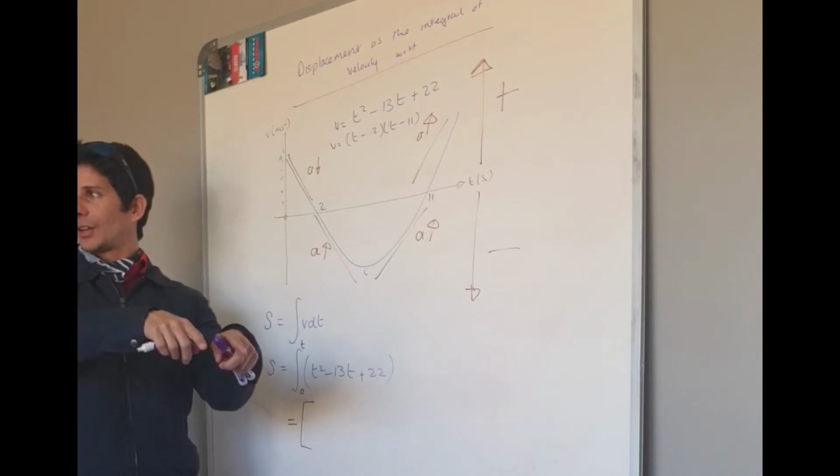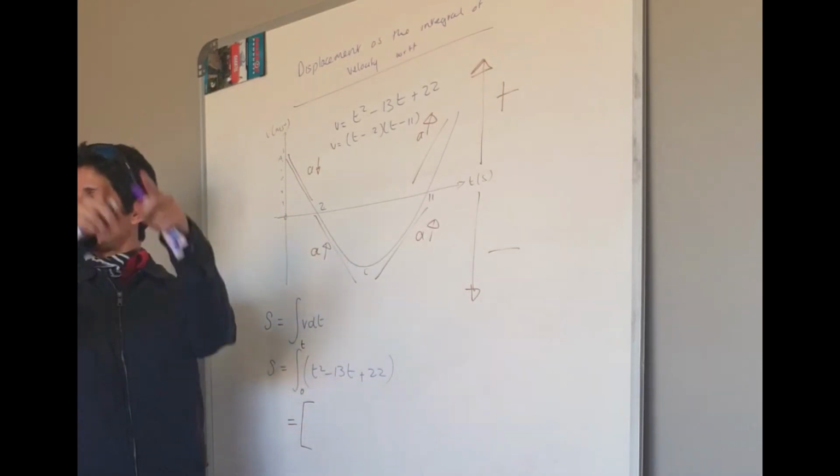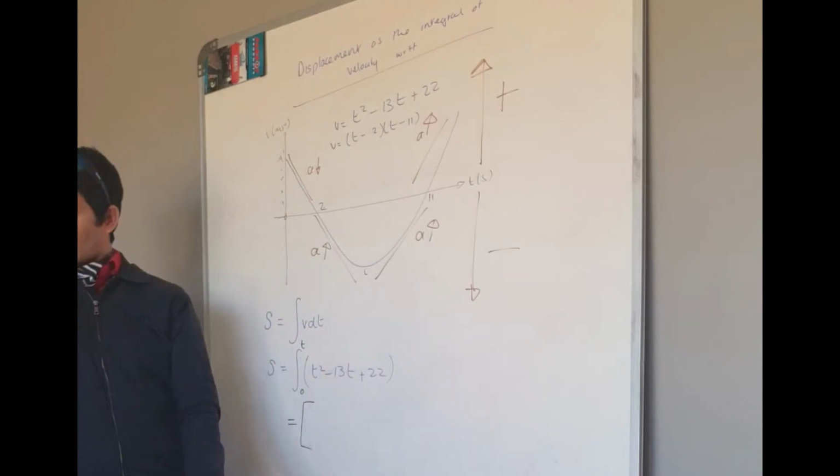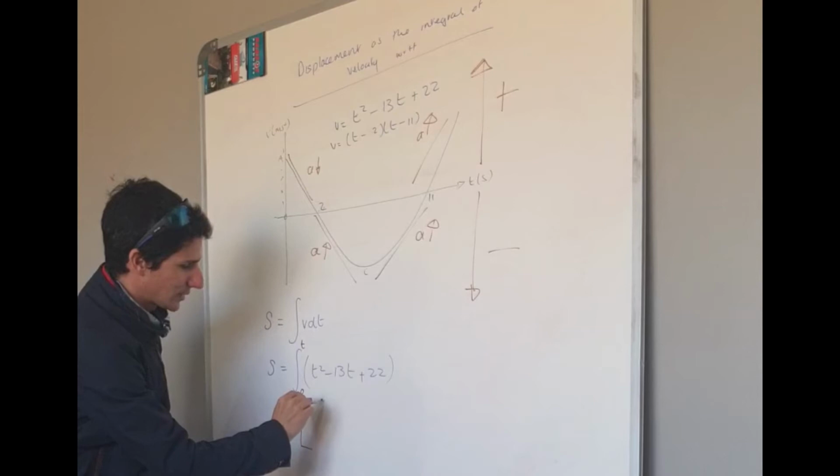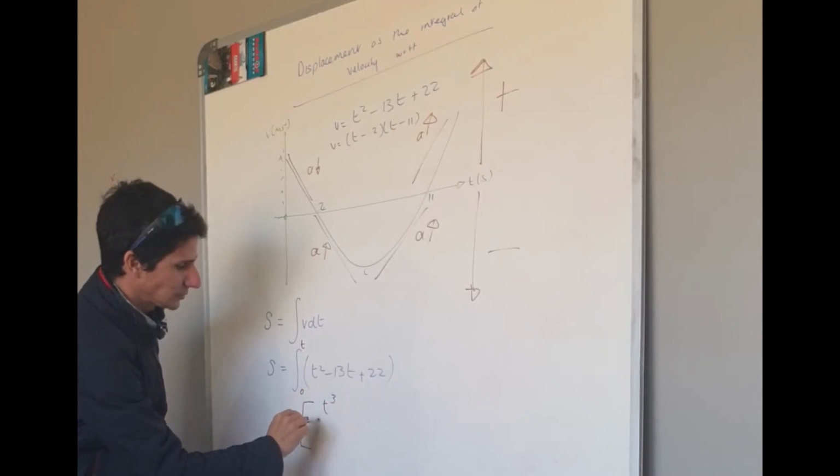So when you integrate, you first have to raise the power by 1, and then divide by the new power. If we raise the power by 1, it becomes 3. So t cubed over 3.